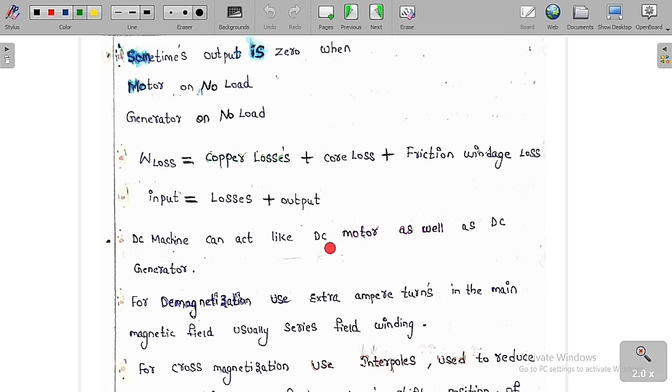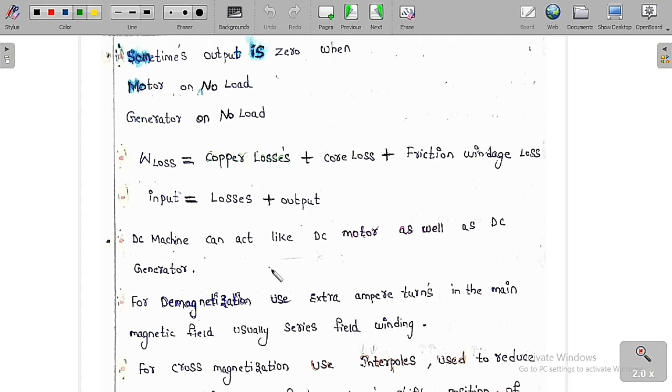DC machine can act like DC motor as well as DC generator. See, you have to build only one machine, which is a DC machine. That machine can work as a DC motor or it can work as a DC generator. Only one machine can perform two functions.